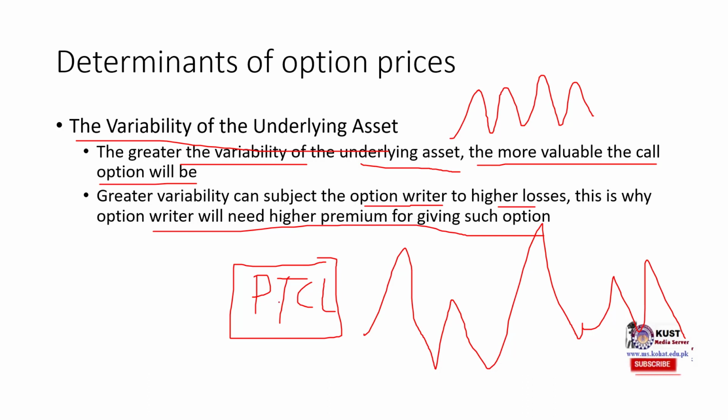the right of this PTCL stock, that means the option writer, because he knows there is a higher risk, there is a higher chance of losing money, what this option writer would do, he would demand a higher premium for this higher risk, whether it is a call option or a put option. The higher the variability, the higher the standard deviation, the higher the variance, the higher the volatility, the higher would be the risk and the higher would be the premium.